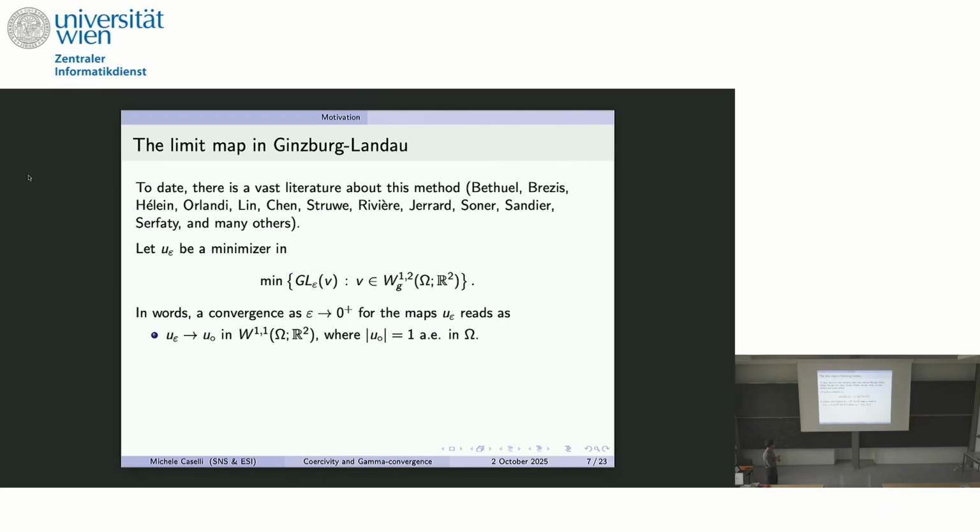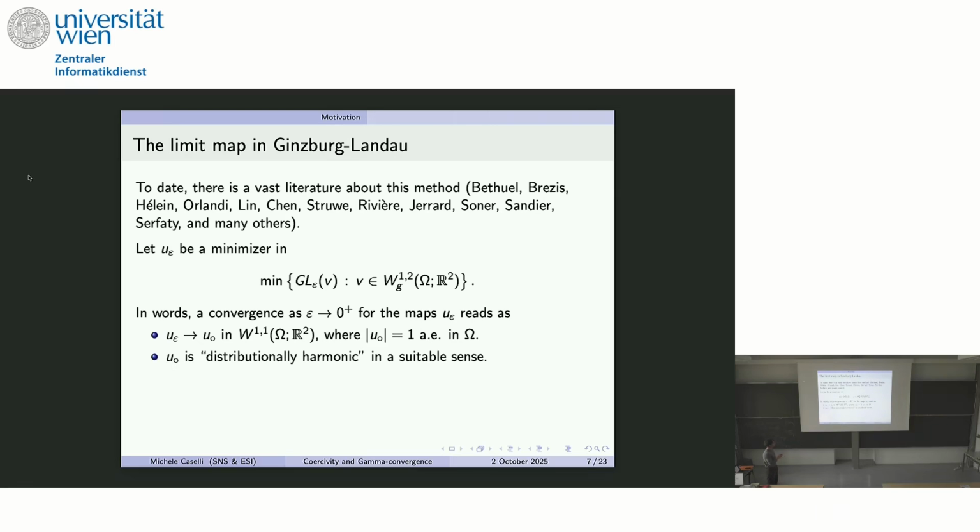So first, the maps converge to a limit map in W11 from omega to R2, where the modulus is 1 almost everywhere. Maybe the convergence is a bit better. It converges in W1p for p less than n over n minus 1, whatever. The thing that is important is that it does not converge in W12, right? Because it would create a map that does this. Okay. You converge in a weaker space.